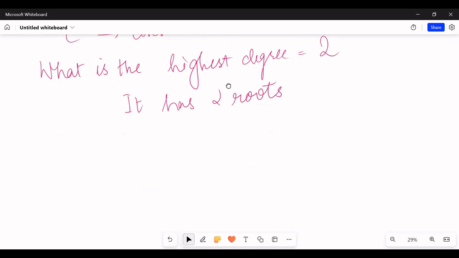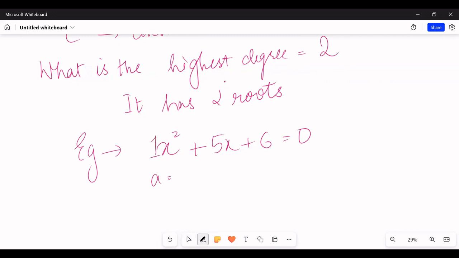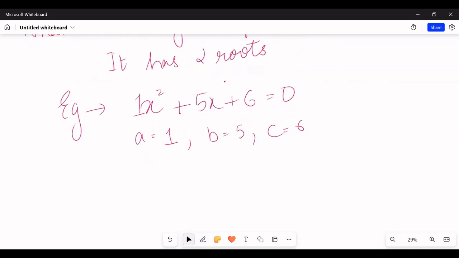So let's have some examples of the quadratic equation. As I told you, you can create one by knowing the values of a, b, c. So let me take an example: x square plus 5x plus 6. Let us identify the value of a. A is the coefficient of x square, and we don't have any coefficient, so let us consider it to be 1. B is 5. C is 6. So here we have the quadratic equation.